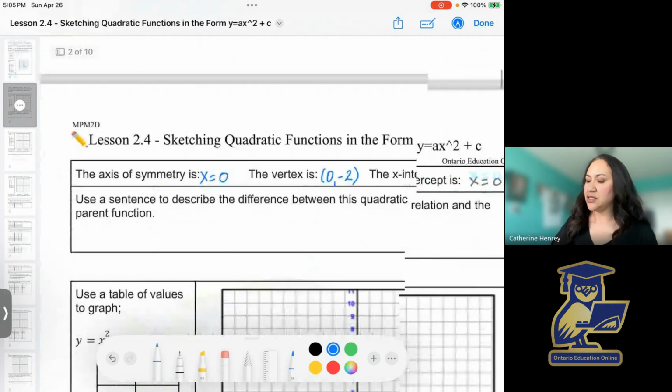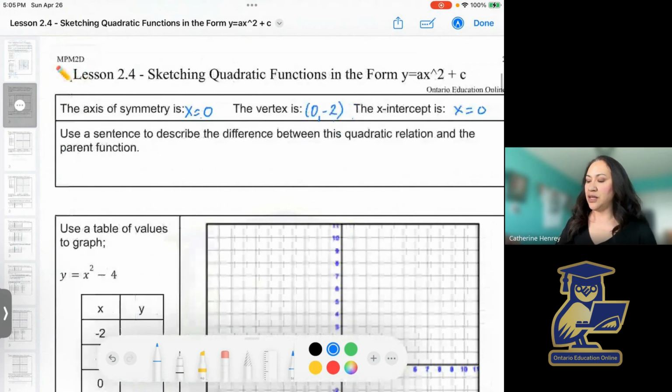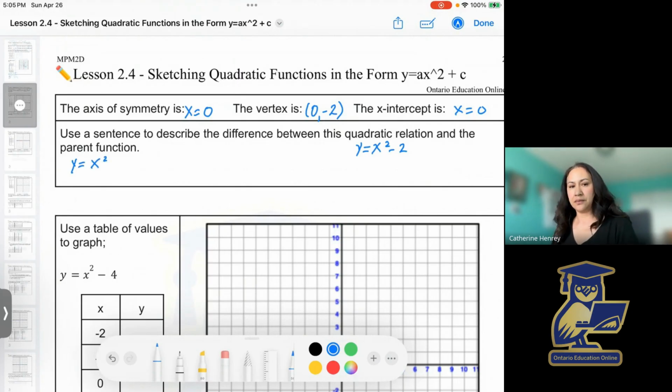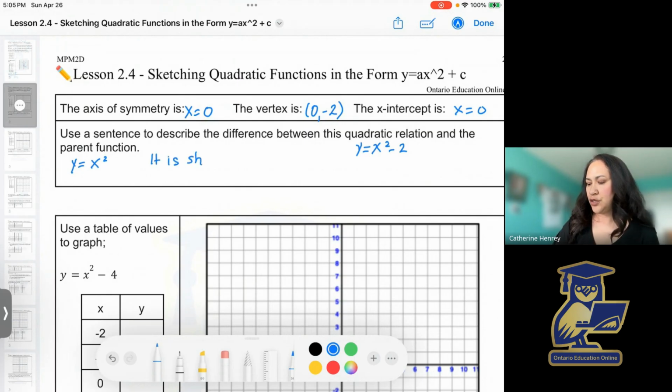So now we want to use a sentence to describe the difference between this quadratic relation and the parent function. So what is the difference between y equals x² minus 2 and y equals x²? So basically, it is shifted down 2 units on the graph.